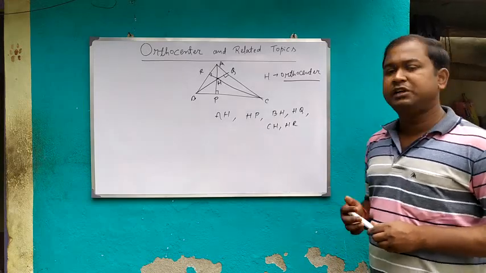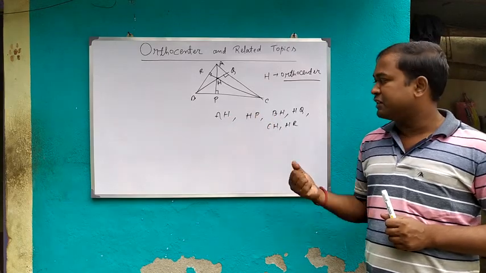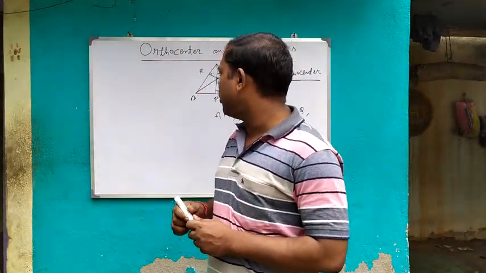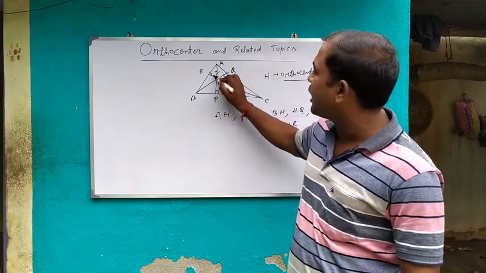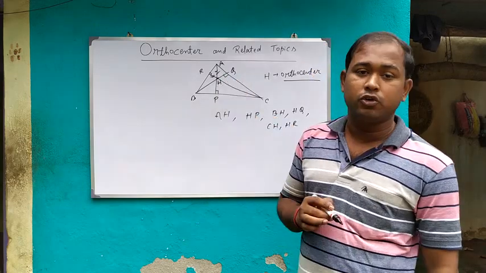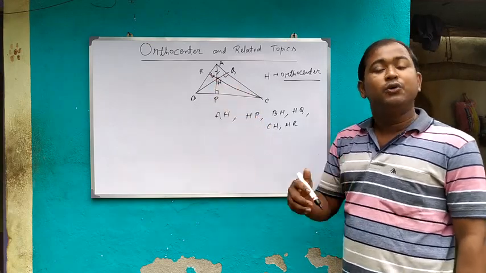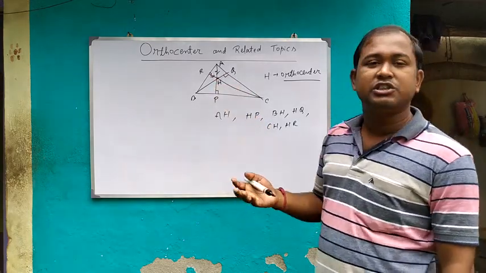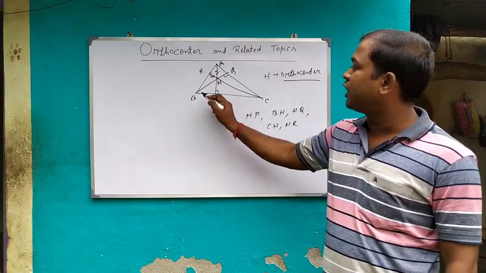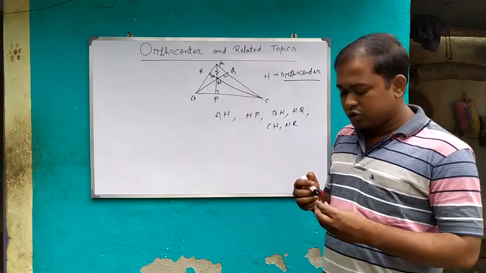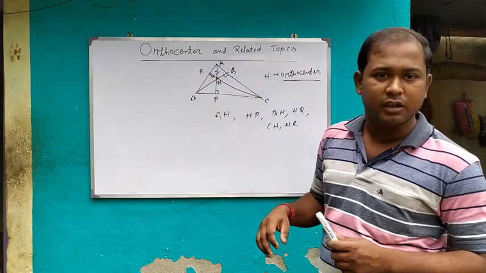We will begin our analysis of how we can find these lengths. In this module, we are going to find the values of AH and HR. If we can find AH and HR, we can extend those results and generalize them, and we can find the values of CH, HP, BH and HQ. So let's begin our analysis of how we can find AH and HR.